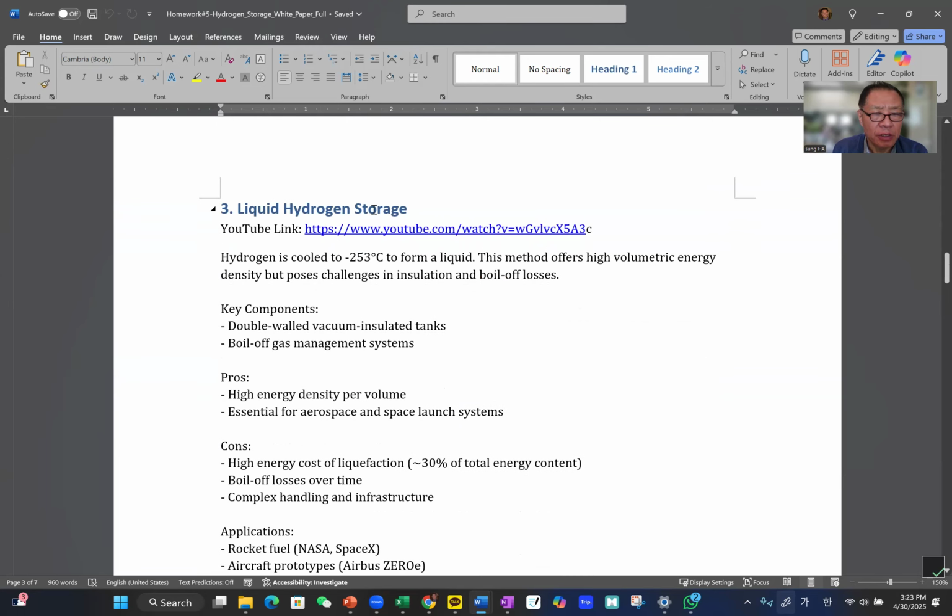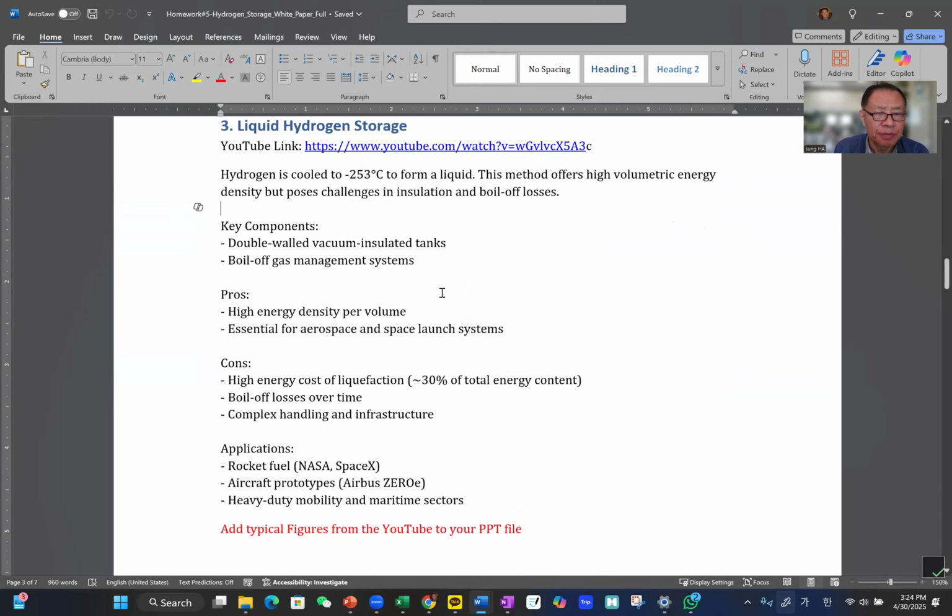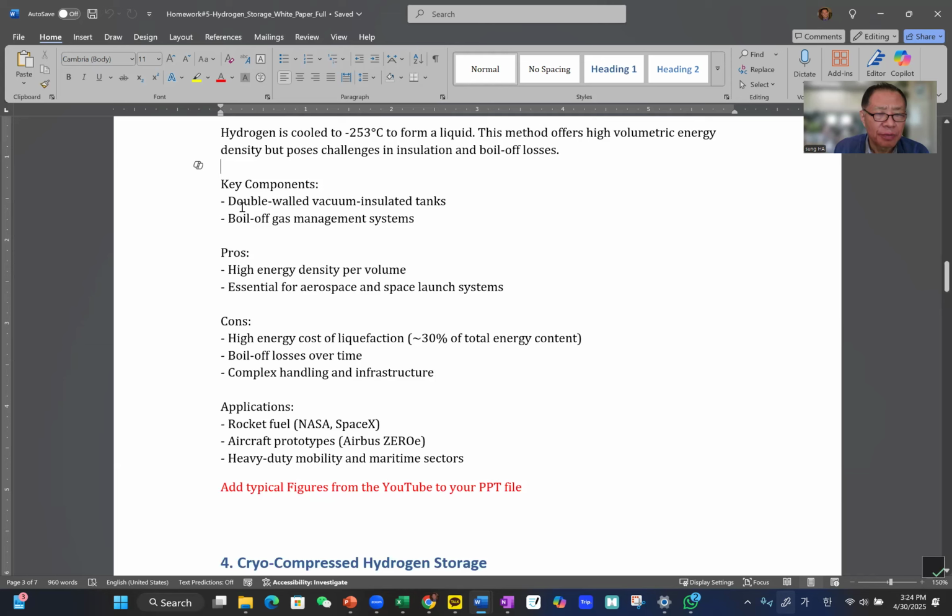Liquid hydrogen storages. Hydrogen will become a liquid at minus 253, that is the temperature, as you can see in the chart on the left-hand side. And then it becomes a liquid. But again, what's the density? Density is about 62 grams per liter. So the key component is the double-walled vacuum insulation tank.